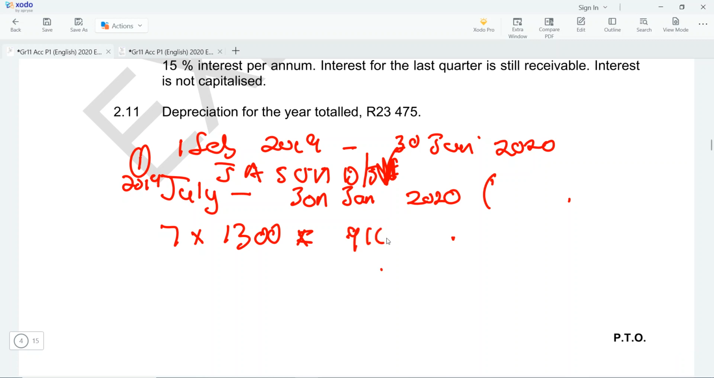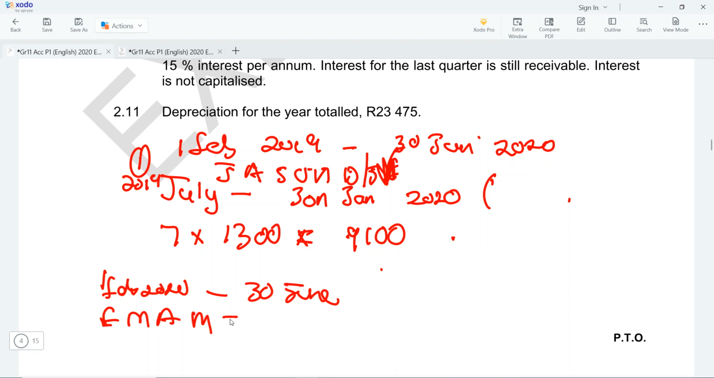So remember, we also need to check from 1 February 2020 to 30 June. That's the rent that we were supposed to receive. We need to check how many months. So it's going to be February, March, April, May, June. So meaning that it is 5 months.